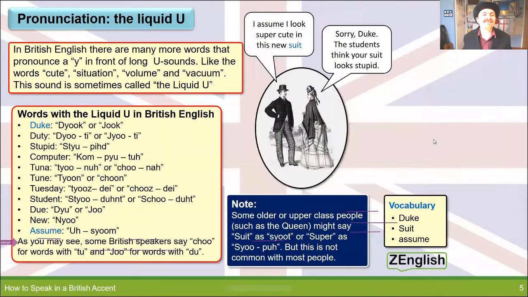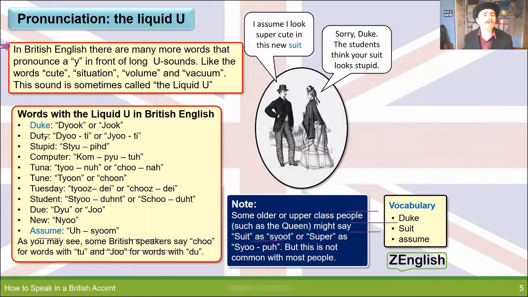Okay, and we'll go to today's second interesting thing that British speakers do, which is the liquid U. It's very different to American English and absolutely crucial if you want to sound like a British person. In British English, there are many more words that pronounce y in front of U sounds, like the words cute, situation, volume, vacuum, and this sound is sometimes called the liquid U, where we basically add a y to the U sound.